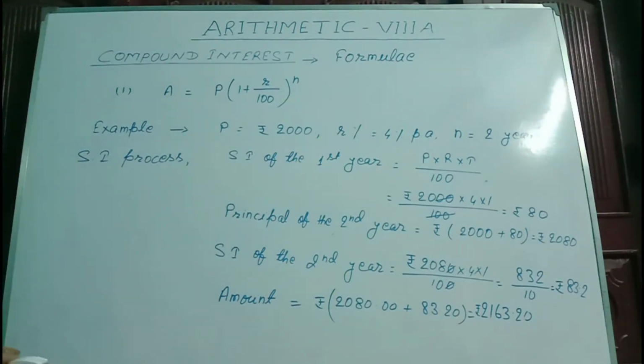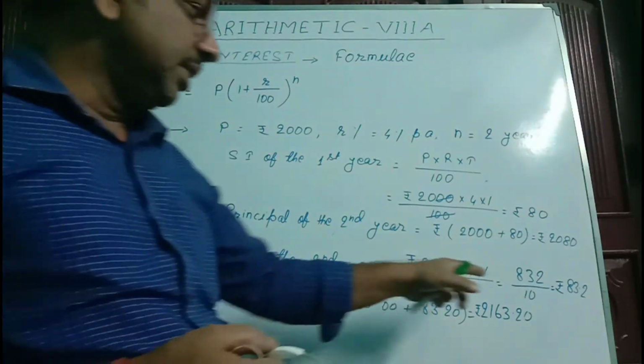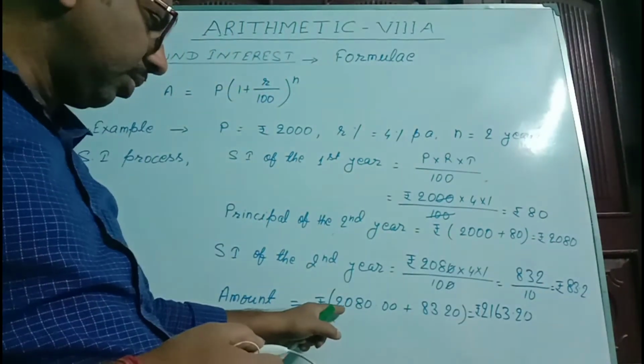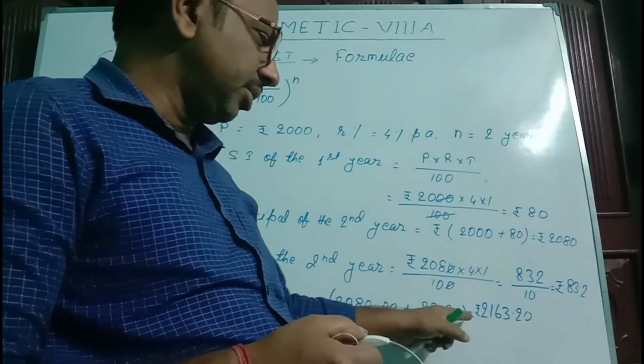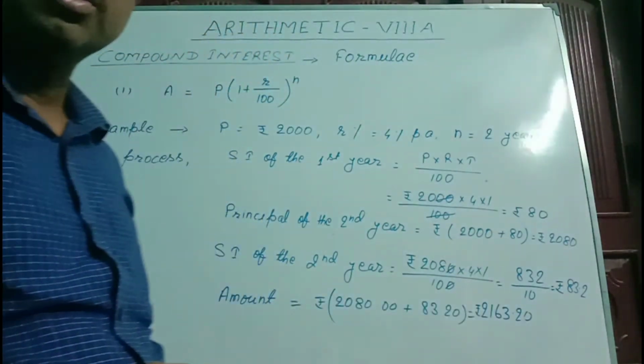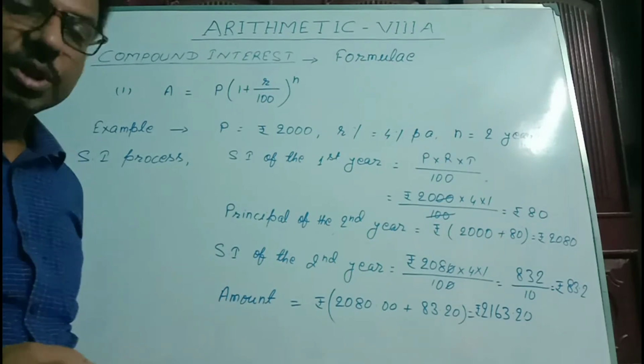Now to get the amount we will add this interest to the previous principal, that was 2080. So I have added here 2080 plus 83.20, it became rupees 2163.20, that is the amount at the end of 2 years.